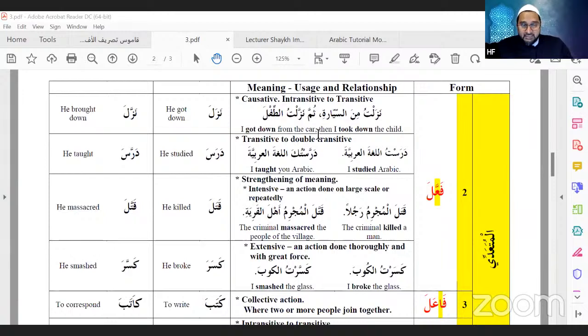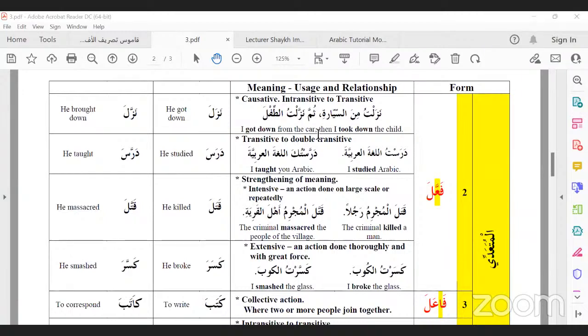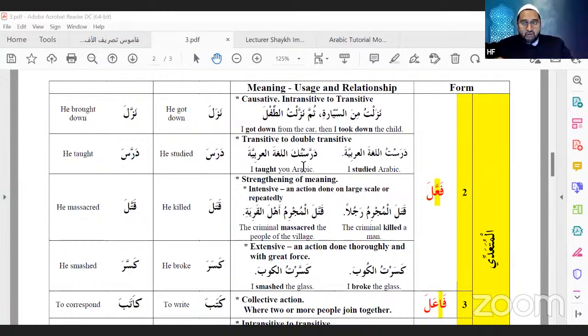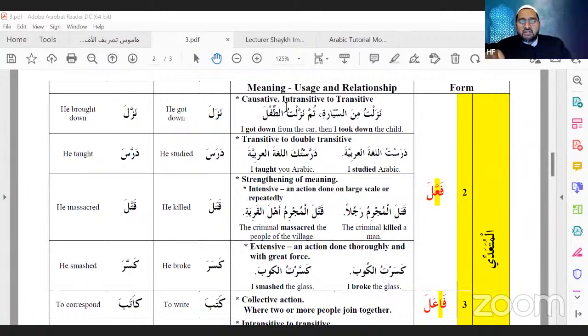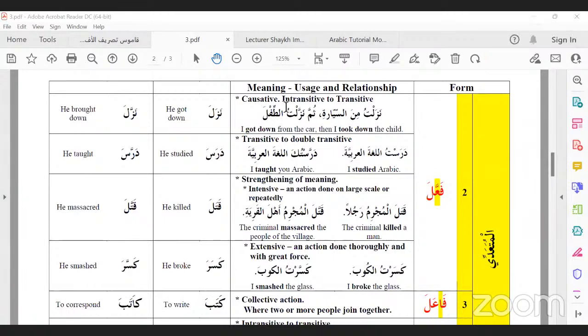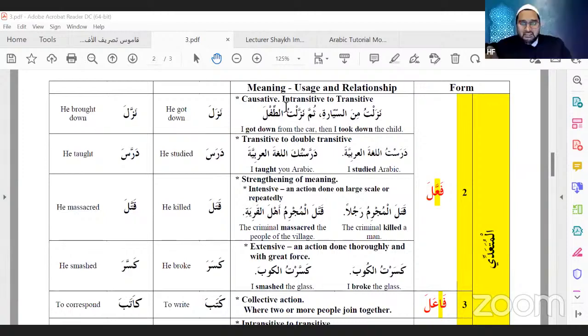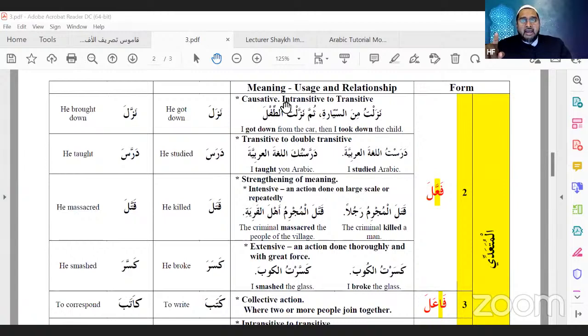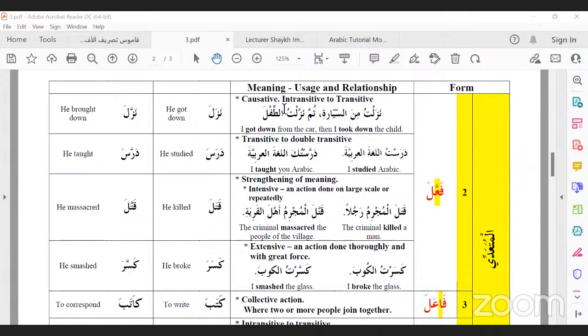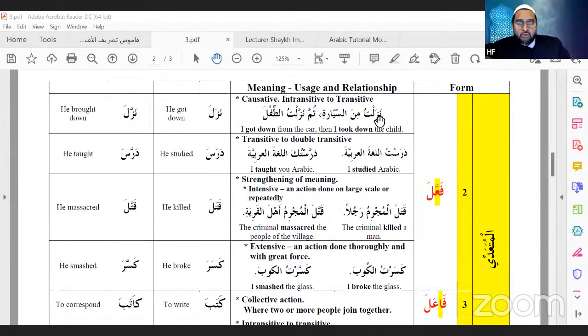Does that make sense? Yes. Okay. I'm going to ask you to do one more and then you can choose the next student. Now, darasa, he studied. Just one second. Do you remember I spoke about transitive and intransitive verbs? Yes. A transitive verb requires a verb, a doer, and an object. And an intransitive verb just requires a verb and an action. Look at this example here.